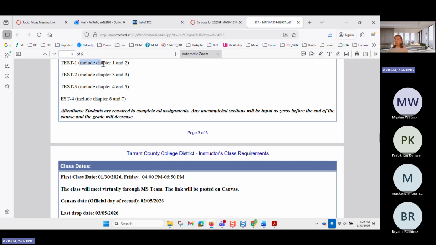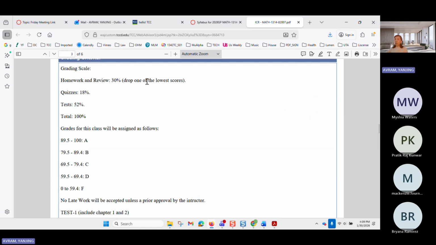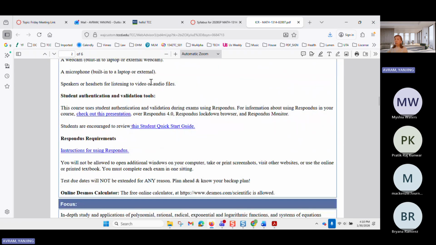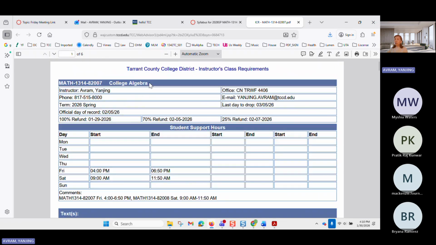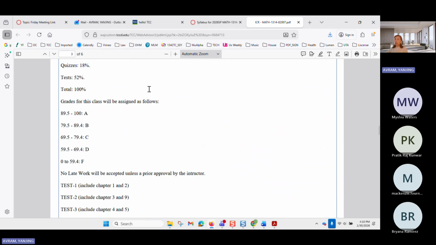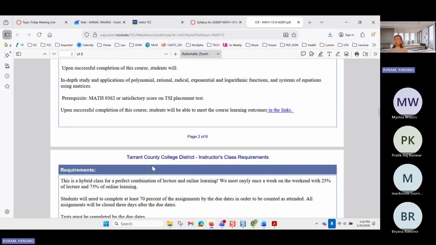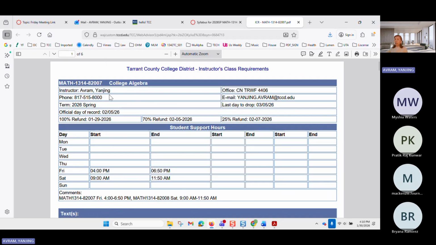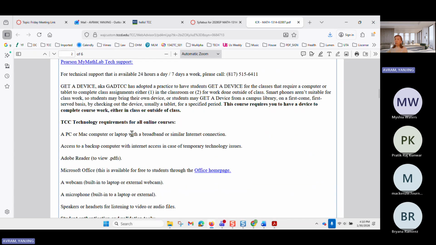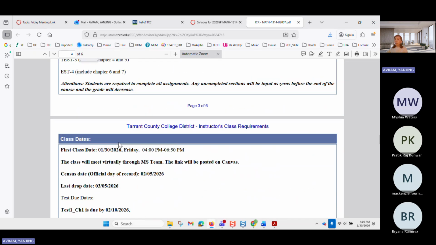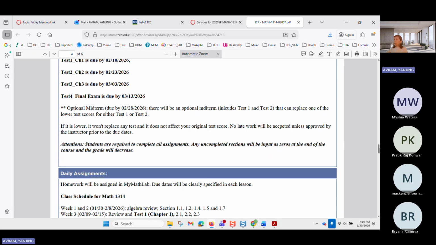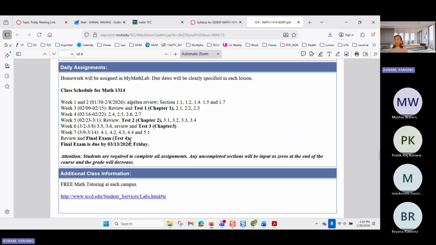Test 1 will include chapter 1 and 2. Test 2 includes a little bit of chapter 3. So that is 4 tests in here. And for the weekly assignment, usually I will post a little bit on the announcement as well.